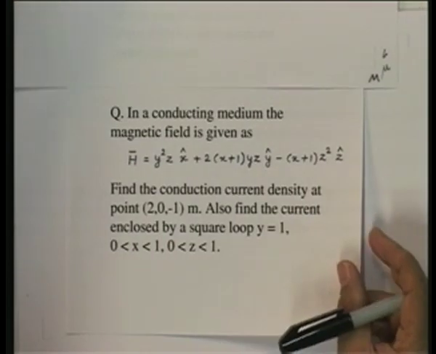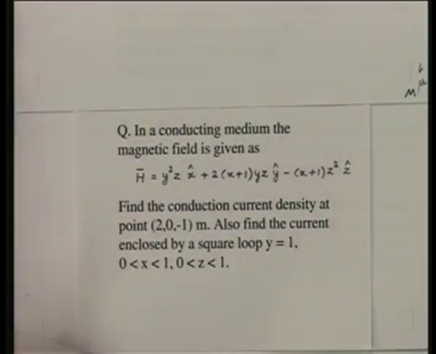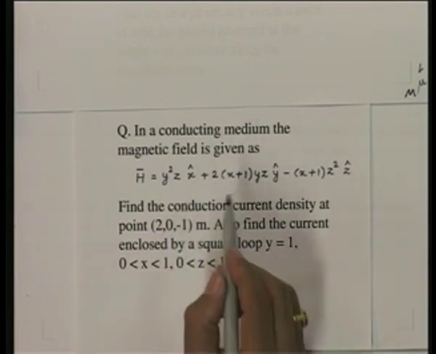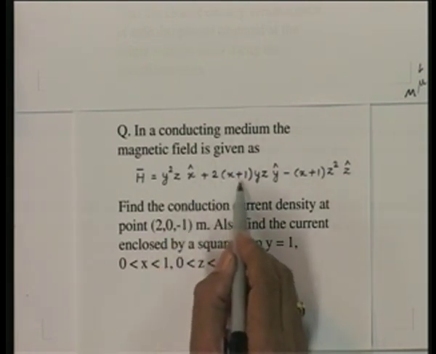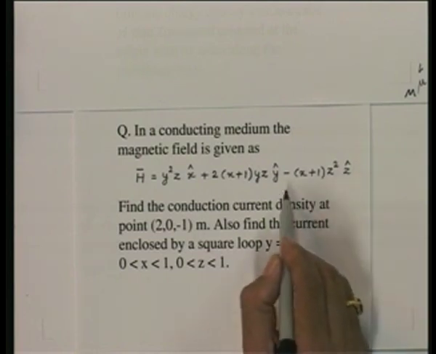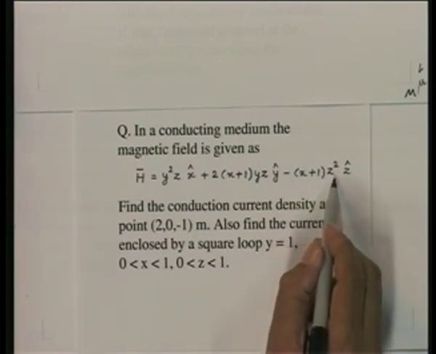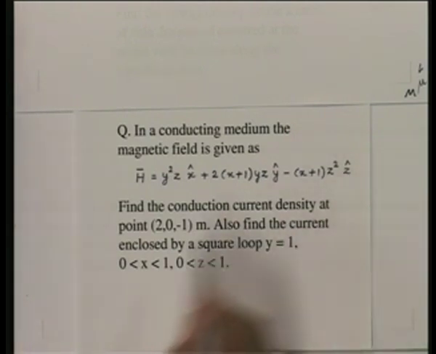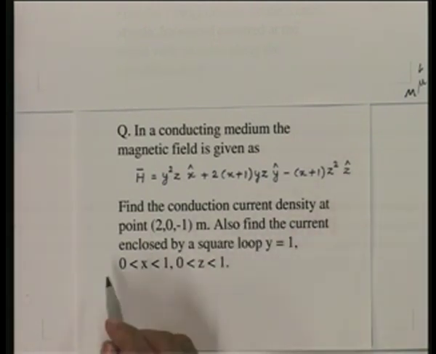Let us consider now a problem which is related to the magnetic fields. Let us say the problem is: in a conducting medium, the magnetic field is given as H equal to y square z x cap plus 2 into (x plus 1) y z y cap minus (x plus 1) z square z cap. Find the conduction current density at point (2, 0, minus 1) meters.